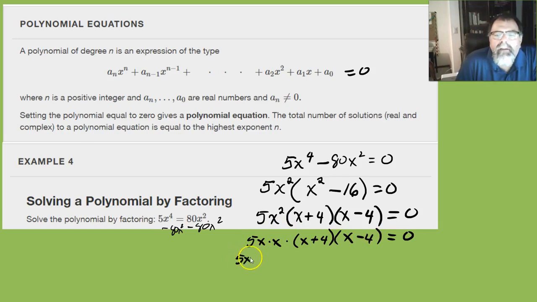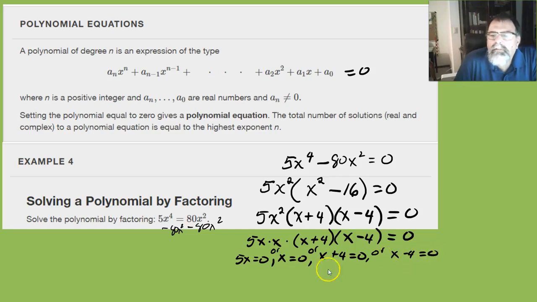So we got 5x equals 0, x equals 0, x plus 4 equals 0. And these are all OR statements, right? Or, x minus 4 equals 0. So we're going to get 4 solutions. x equals 0 twice.